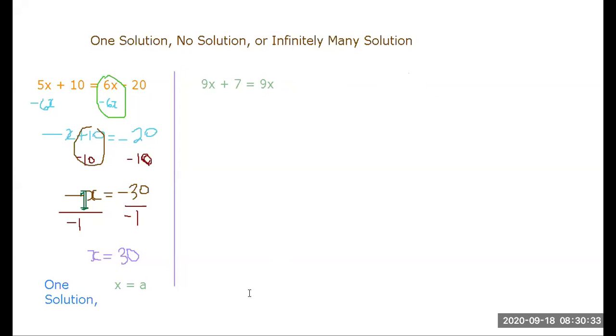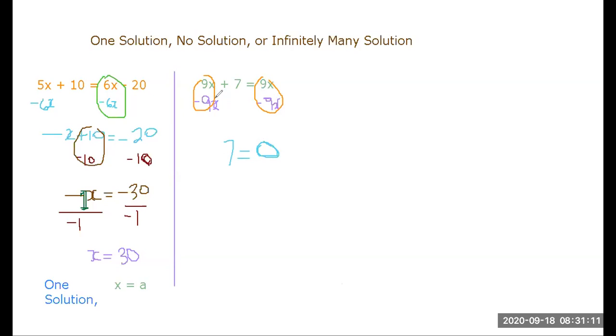So in reality, I'm going to minus 9x. I'm going to do the additive inverse. And whatever I do on one side, sure enough, I've got to do it on the other side. All right. So 9x minus 9x is 0, right? 9x minus 9x is also 0. So if you look at it, I'm left with 0 plus 7 equals 0.